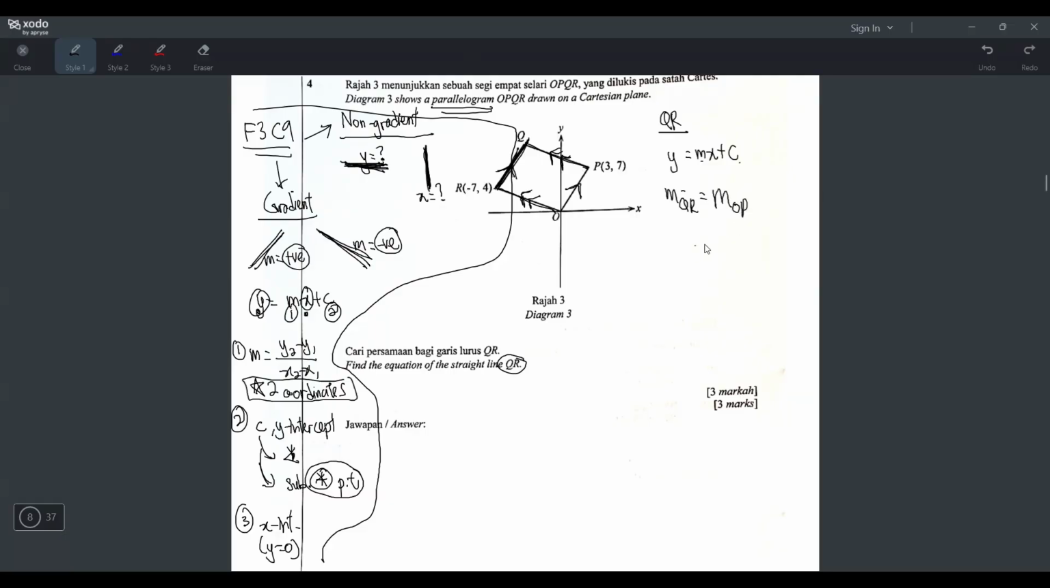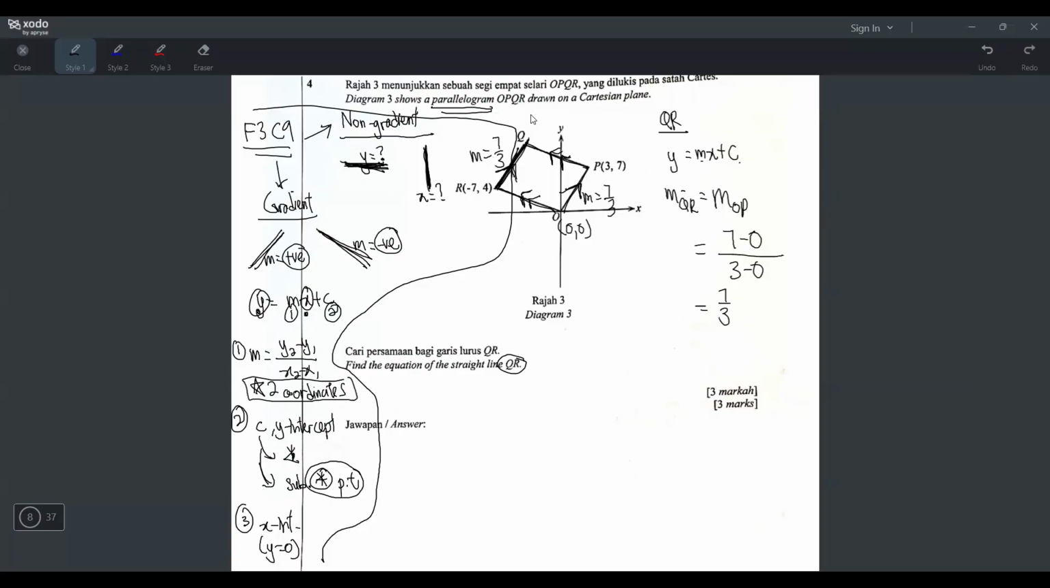I can actually borrow the gradient of OP. Why we can borrow is because this is a parallelogram and these two lines will have the same gradient. So I can't find the gradient of QR, but I can find the gradient of OP and borrow it. So gradient of OP, and you know O, the coordinate will be 0, 0, right? And P is 3, 7, and you have two coordinates already. So you can just use the formula y minus y, 7 minus 0, over 3 minus 0. And the gradient is 7 over 3. And if the gradient of this line is 7 over 3, the opposite will be 7 over 3 also, because in a parallelogram, opposite lines have the same gradient.